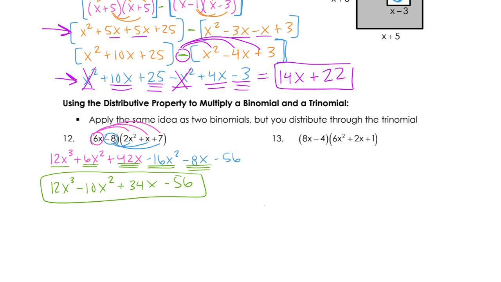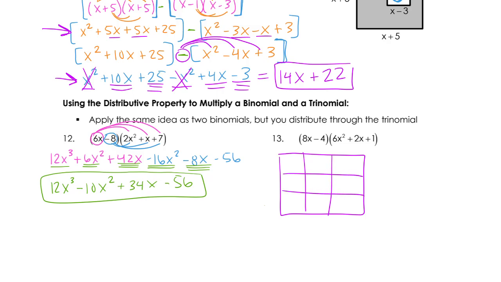Okay, same exact idea on number 13 here, taking 8x and distributing that all the way through. Actually, you know what? Let's do the table method on this one, just in case that is your favorite method. So I'm going to really quick make my own table. Let's see, I keep making it too small. There we go. So making a 3 by 3 here.